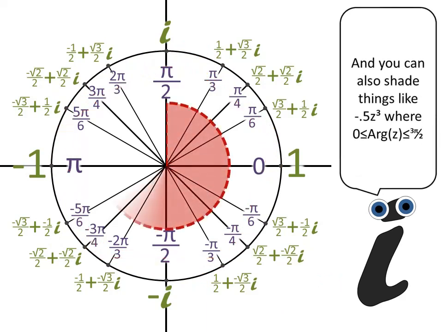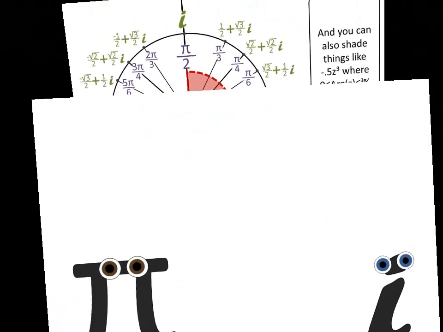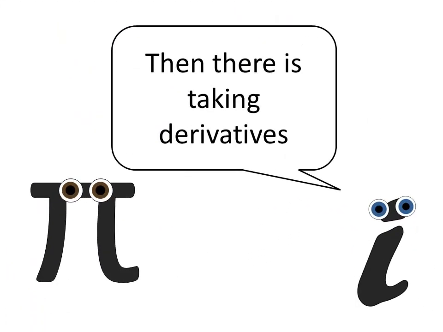And you can also shade things like negative 0.5z cubed, where 0 is less than or equal to arg of z is less than or equal to 3π/2. And then there's taking derivatives.